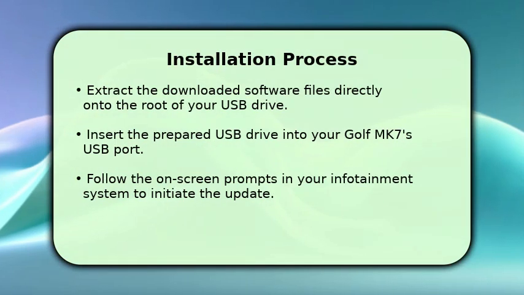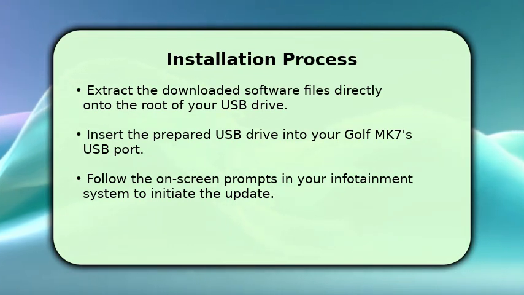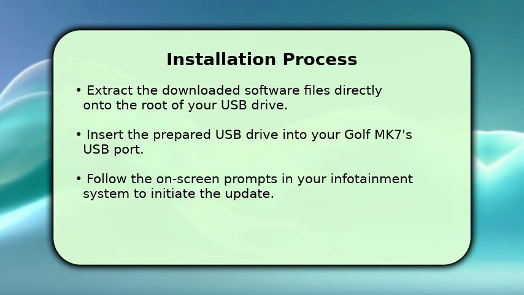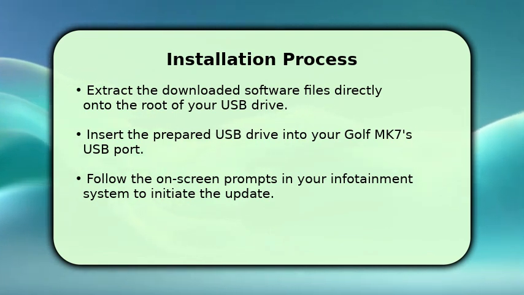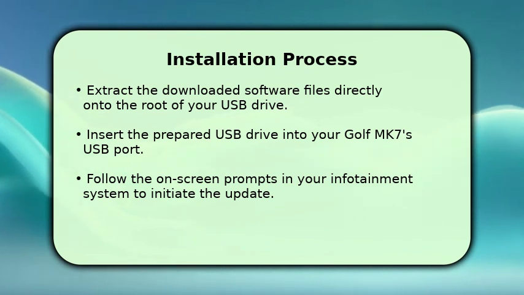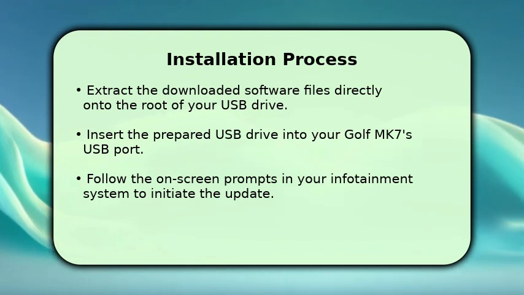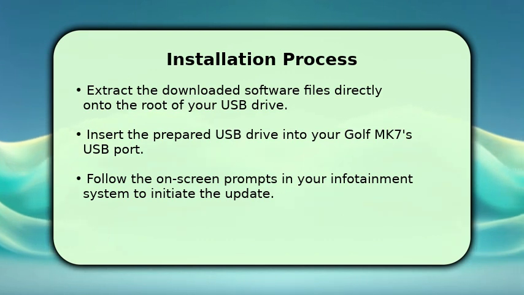Now that your USB drive is ready, extract the downloaded software files directly onto its root directory. Do not place them in any subfolders. Next, take your prepared USB drive and insert it into one of your Golf Mk7 USB ports. Your car's infotainment system should detect the update files automatically. Simply follow the clear on-screen prompts to begin the installation. This process might take some time, so please be patient and avoid turning off the ignition.